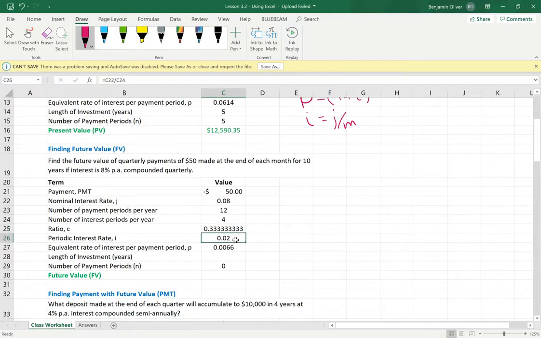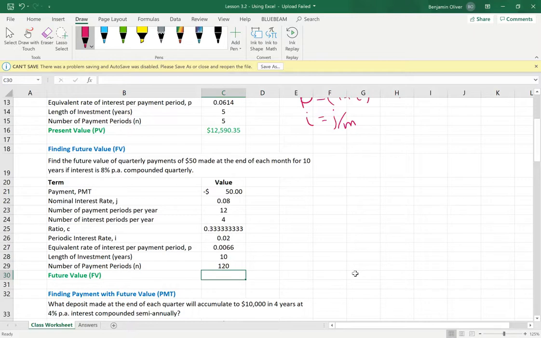Our periodic interest rate was also calculated automatically. It's the same, J divided by M. So J is 0.08, and our number of compounding frequencies is 4. So this gives you an equivalent rate of interest. And the last item you have to calculate is your length of investment. So in this instance, it was 10 years. Okay? So that gives us a number of payment periods of 10 years times 12 payments a year, which gives us 120. So now we can use the future value formula.